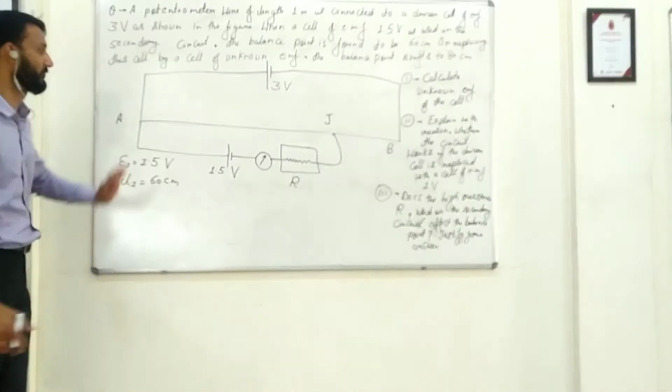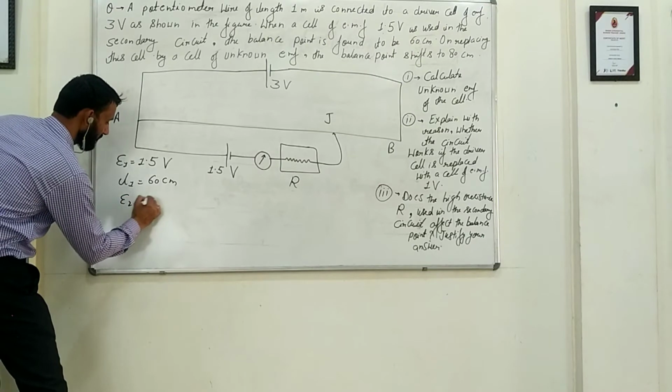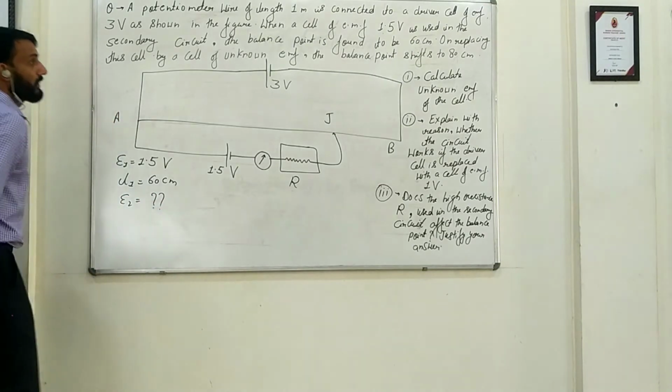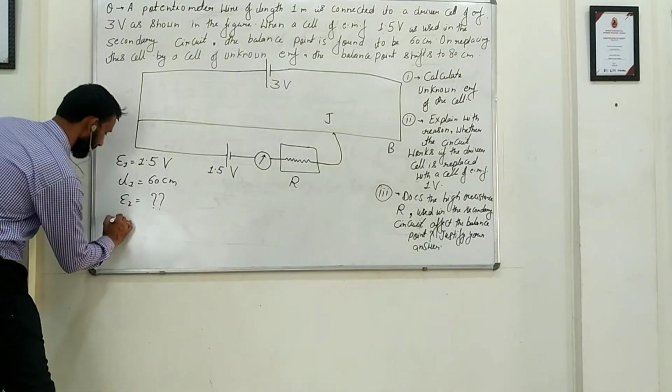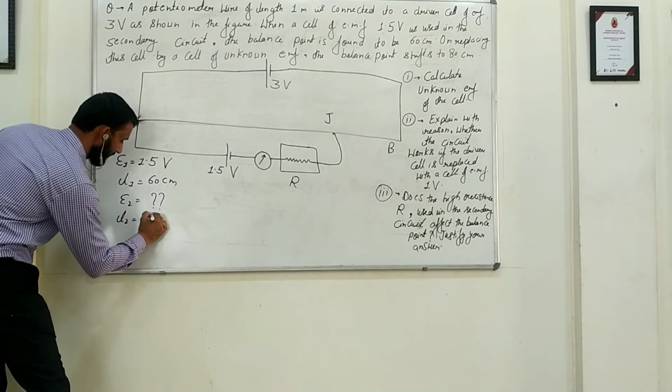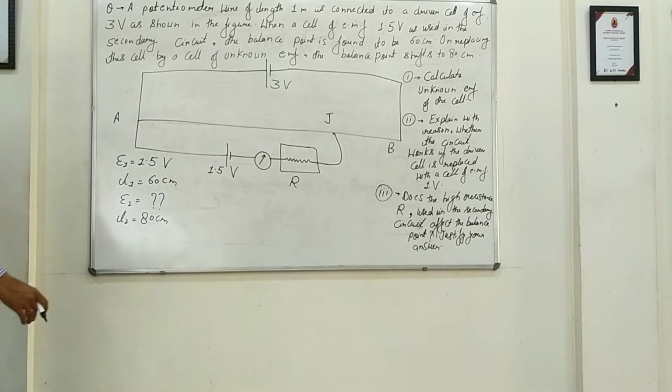whose EMF is not known. So E2 is not known. The balance point shifts to 80 centimeter. The balancing point is shifting to 80 centimeter. First part of the question: calculate the unknown EMF of the cell.